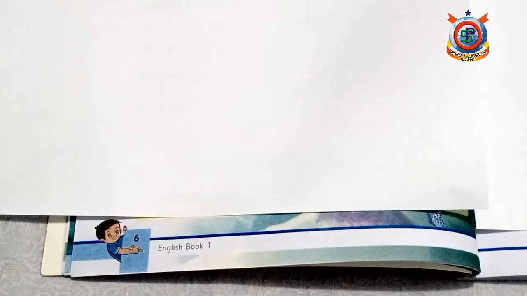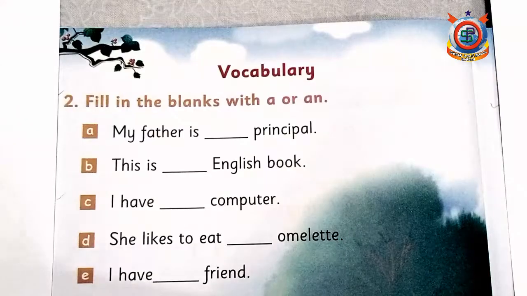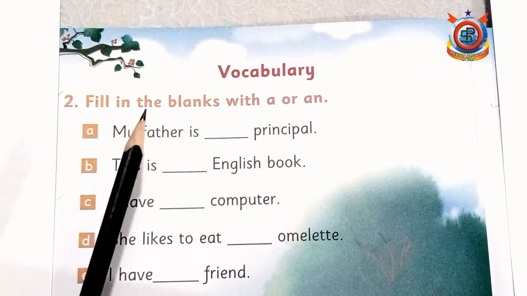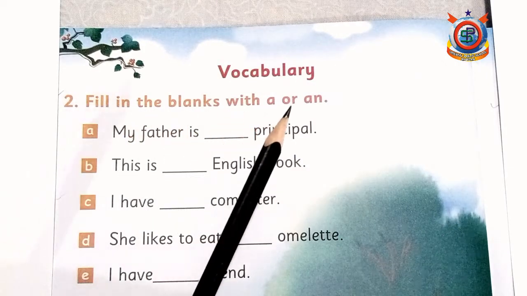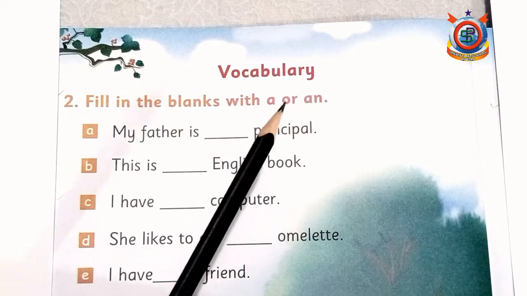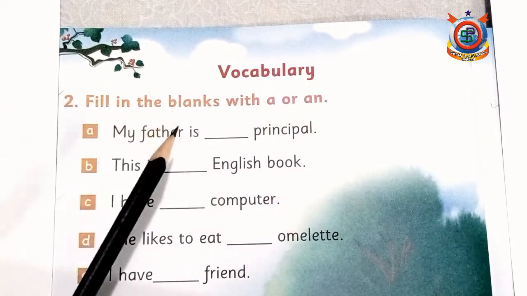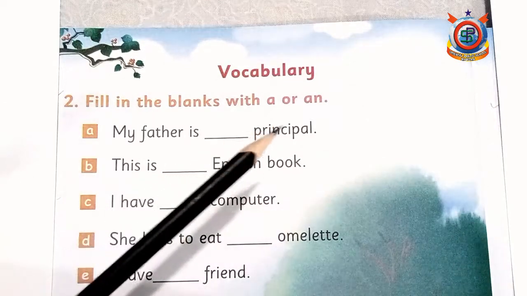Okay, my dear students, all of you open page 6 in your English books. Hurry up. On page 6, you have vocabulary, and this is Exercise 2: fill in the blanks with A or N. What you have to do is fill all these blanks using A or N.